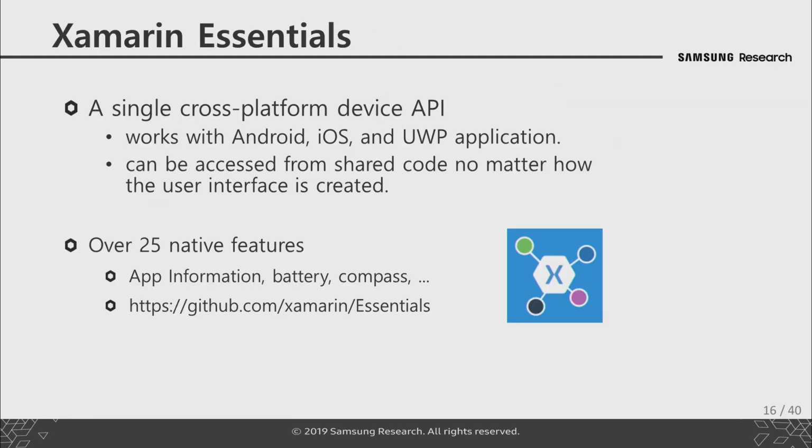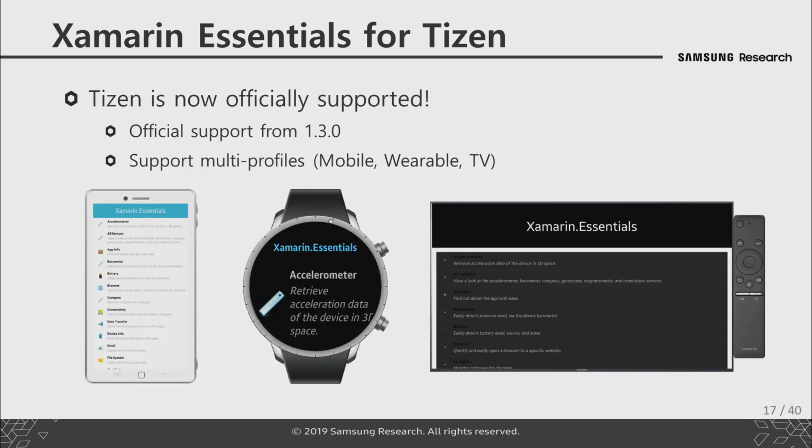And now it's Xamarin Essentials. You know, Xamarin Essentials is a single cross-platform device API. It works with Android, iOS, and UWP. Those essential APIs can be accessed from shared code, no matter how the user interface is created. It's a Xamarin project, and it provides over 25 native features, like app information, battery, compass, and many more. And if you were at the keynote this morning, there was a very important announcement about Xamarin Essentials.